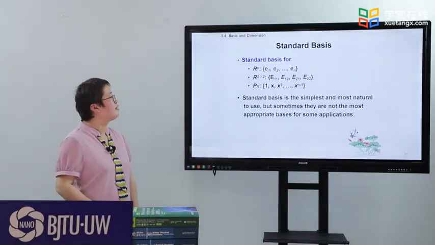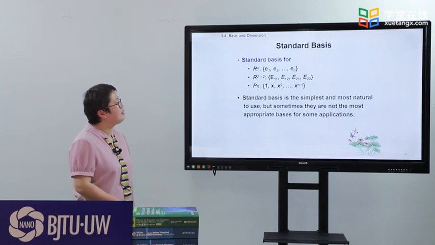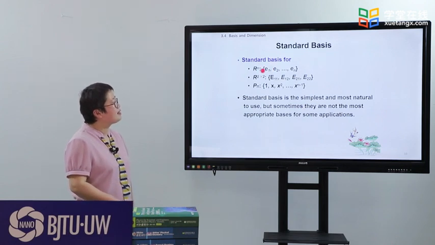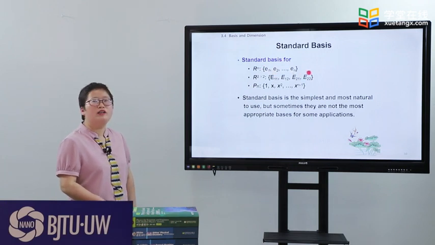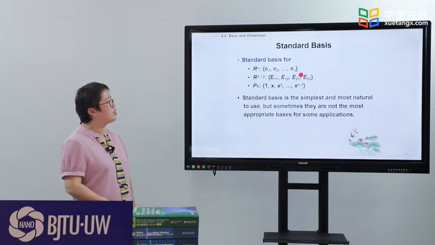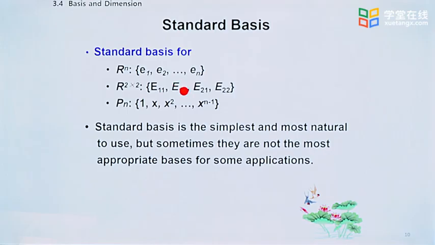Now we consider the standard basis. The standard basis for Rn is like this. This set contains all the coordinate vectors e1, e2 till en. For the 2 by 2 matrices, you can choose the standard basis as e11, e12, e21, e22, where only the corresponding entry is 1 and the other entries are 0.